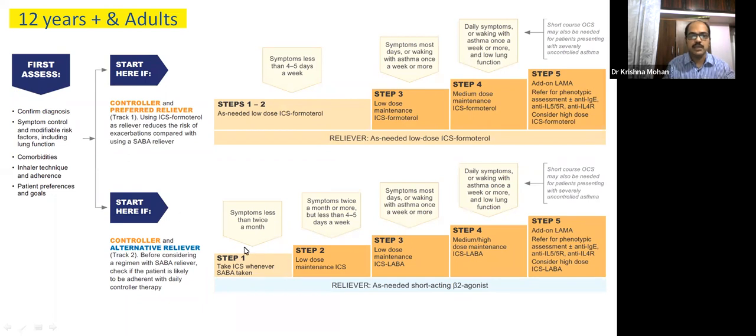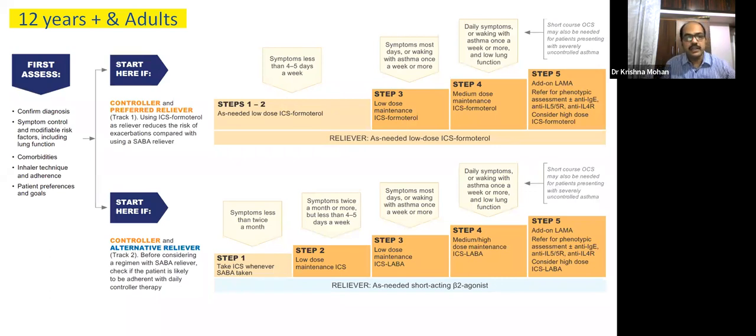What is track 2? The severity classification and everything is the same. For track 2, the only main difference is that here we are using 2 MDIs: one MDI for a reliever and another MDI as a preventer. So here the reliever used is as-needed short-acting beta agonist, as we previously used to take the salbutamol inhaler. So salbutamol MDI as reliever, and the preventer depends upon the step of the treatment. For step 1, what is advised is to take inhaled corticosteroid whenever SABA is taken.